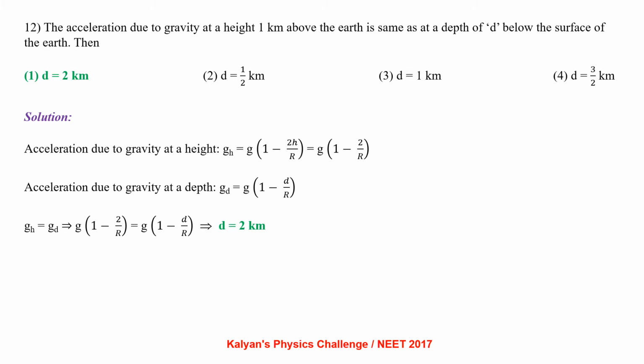Since h is 1 km, we get it as g of 1 minus 2 by R. Variation of g with respect to depth, gd equal to g of 1 minus d by R. Since these two values are given to be the same, equate both the equations to get d equal to 2 km.